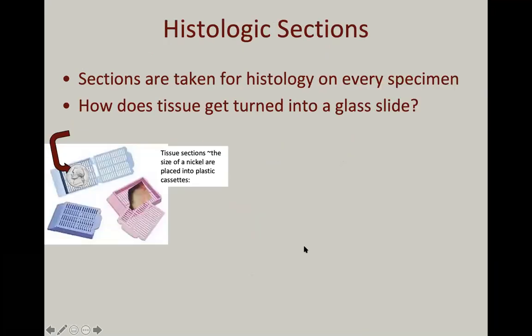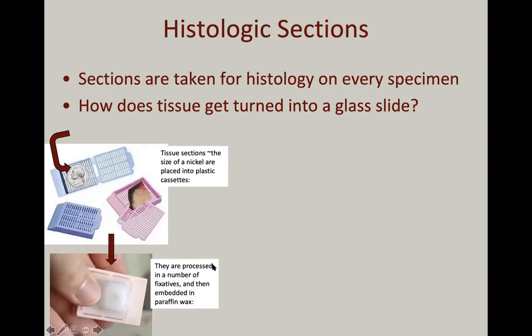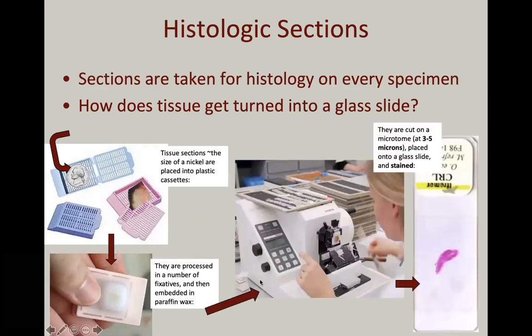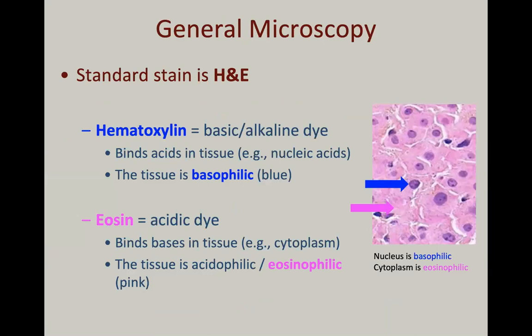So how does that tissue get turned into a glass slide? Sections about the size of a nickel are placed into these plastic cassettes. These plastic cassettes are processed in a number of fixatives, and then the tissue itself is embedded in paraffin wax. The reason for that is so that it could be cut on a microtome at about 3 to 5 microns thick, placed on a glass slide and stained. And it's those stained slides that we use as the crux of our diagnosis. Just for your comparison, a red blood cell is about 7 microns. So the thickness of these slices is even thinner than a red blood cell.